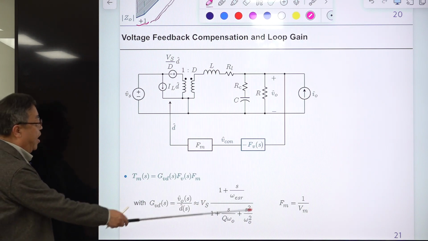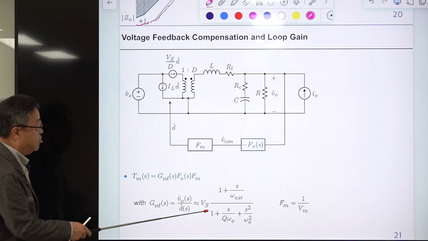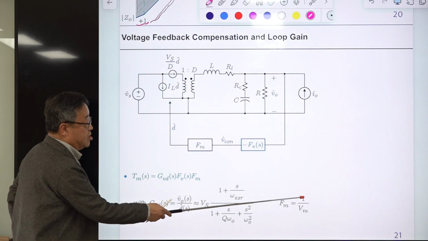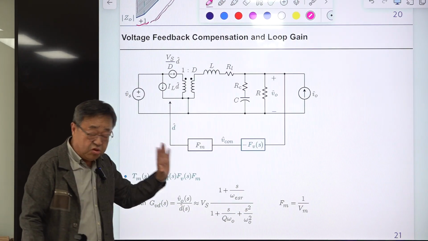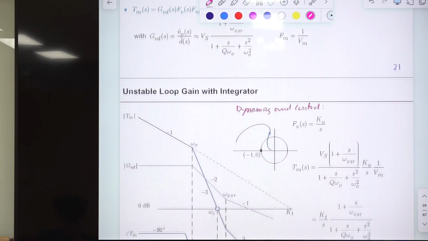So this is the same as the input to output transfer function, except for this low frequency gain, and FM is the modulator gain, which is given by this. Okay, I explained this. The simplest possible way is just the slope of the ramp function, actually the inverse of the slope of the ramp function.